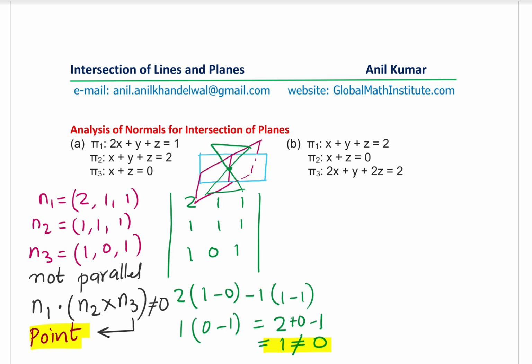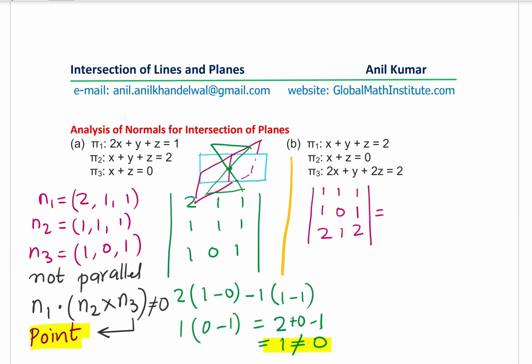The next one here is, let's write down the scalar triple product straight away since we have very little space to work with. And then we'll analyze. Now here it is 1, 1, 1, then 1, 0, 1, and then 2, 1, 2. It looks very similar, right?